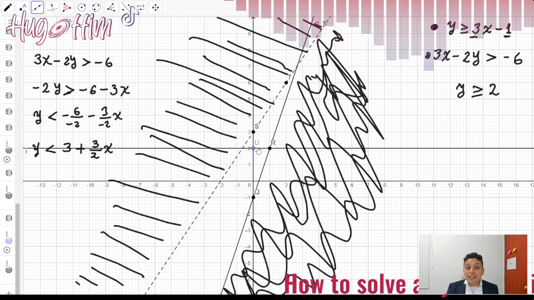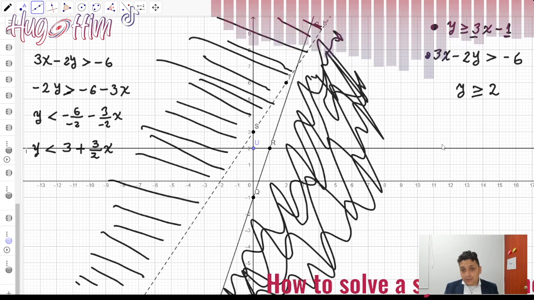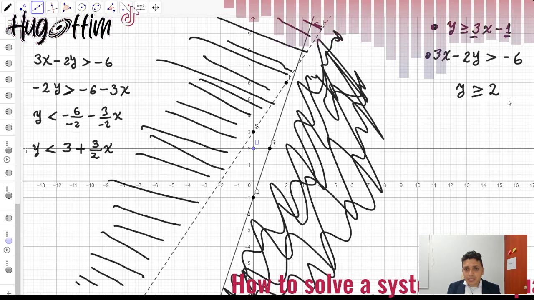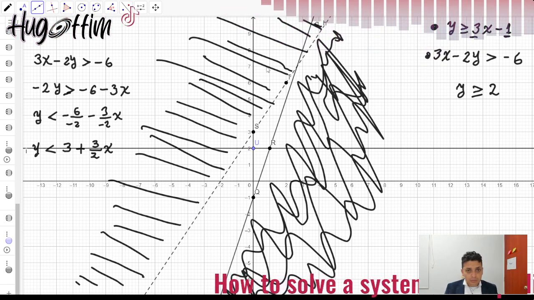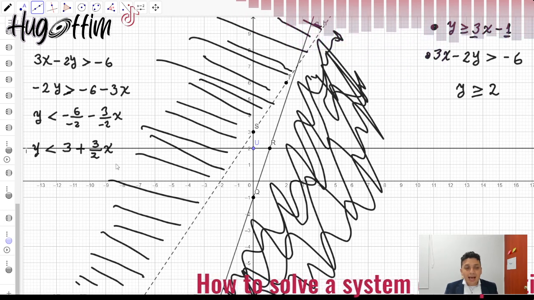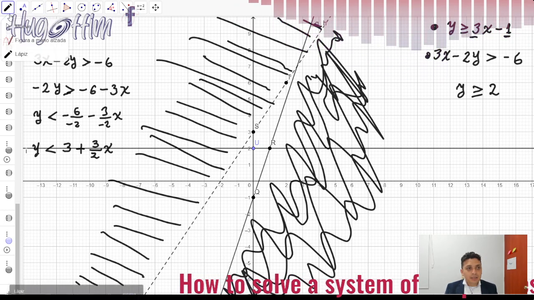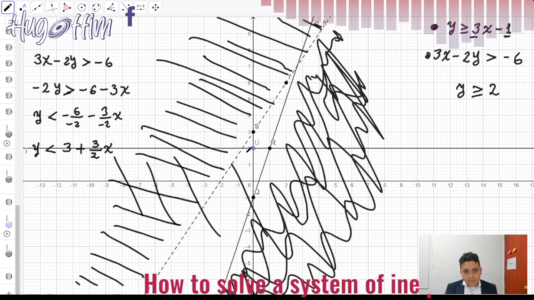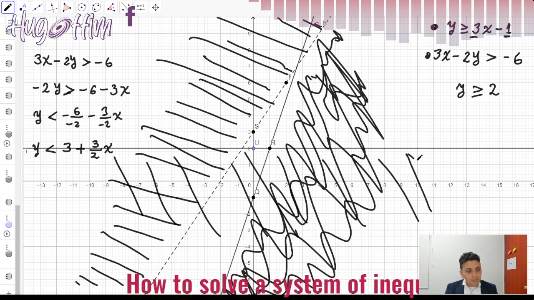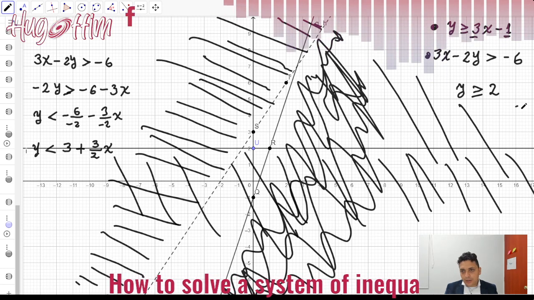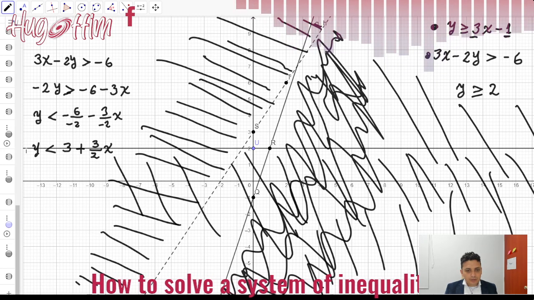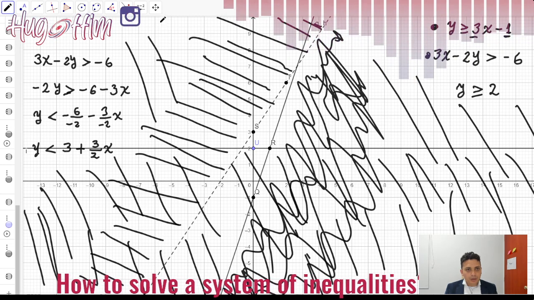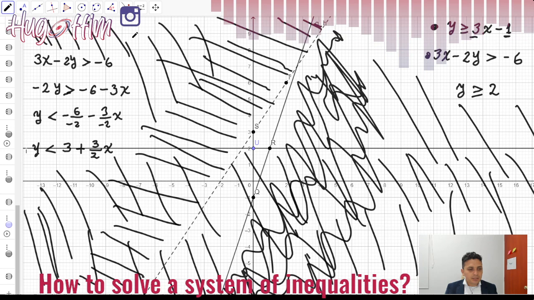And I'm going to shade the unwanted region. So observe that this region here is going to be the allowed region, anything that is greater than 2, and the unwanted region will be any number less than 2. So I'm going to shade the unwanted region. Okay, I can continue here until infinity, any place here.